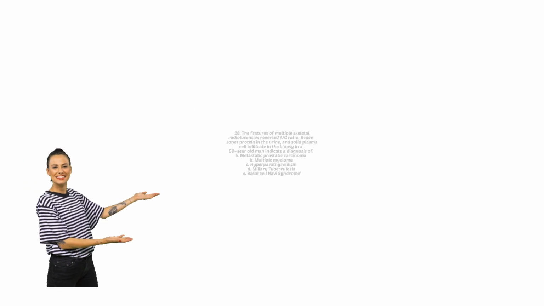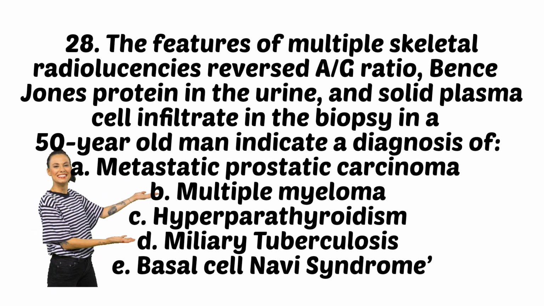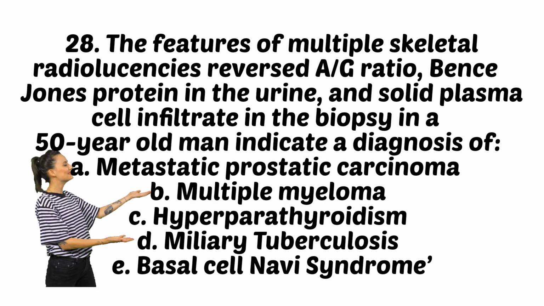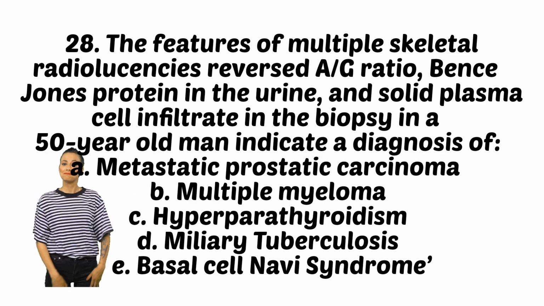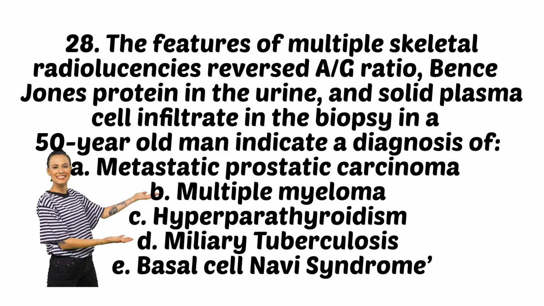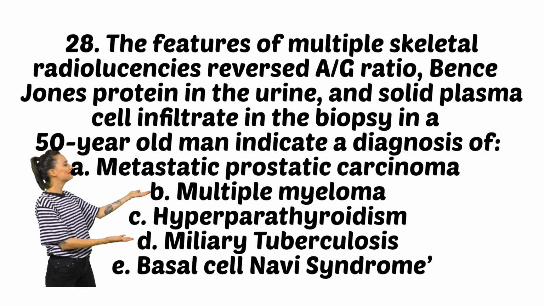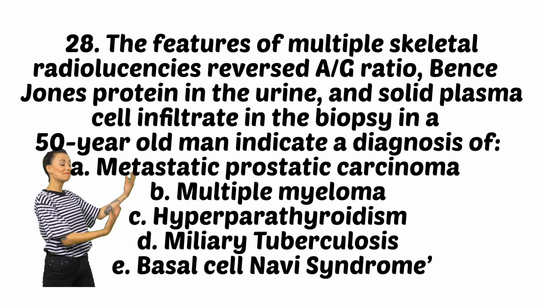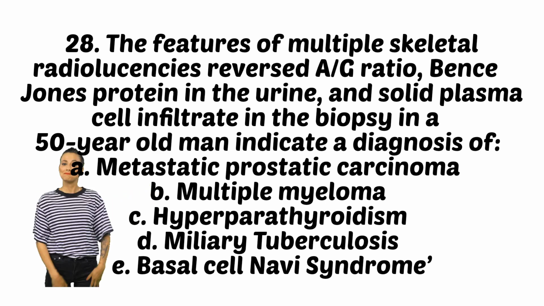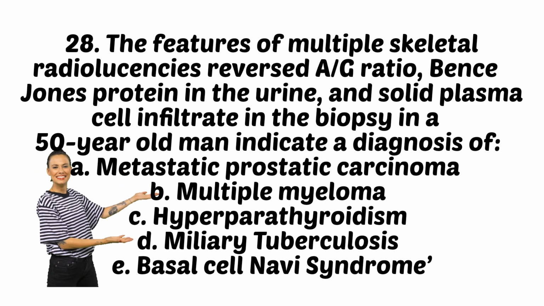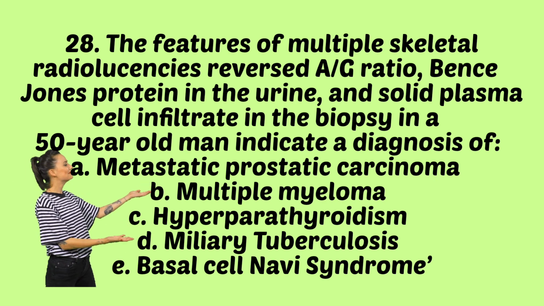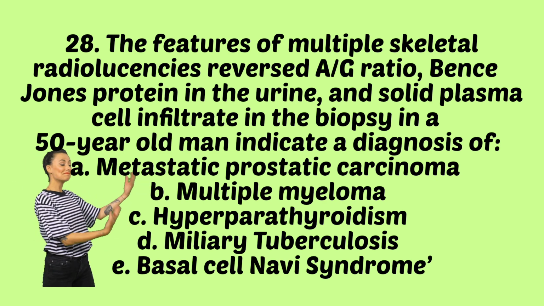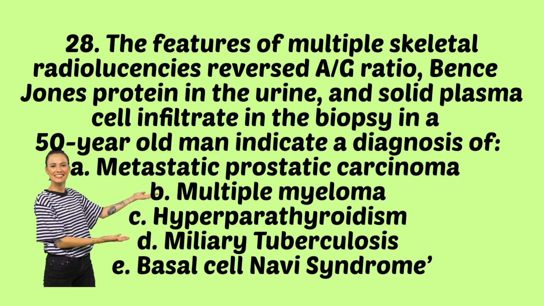Interprismatic substance. 28. The features of multiple skeletal radiolucencies, reversed A/G ratio, Bence-Jones protein in the urine, and solid plasma cell infiltrate in the biopsy in a 50-year-old man indicate a diagnosis of A. Metastatic prostatic carcinoma. B. Multiple myeloma. C. Hyperparathyroidism. D. Miliary tuberculosis. C. Basal cell nevus syndrome. Option B is correct. Multiple myeloma.